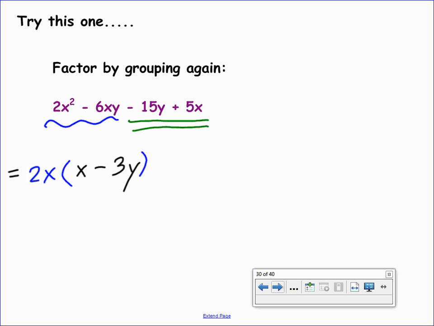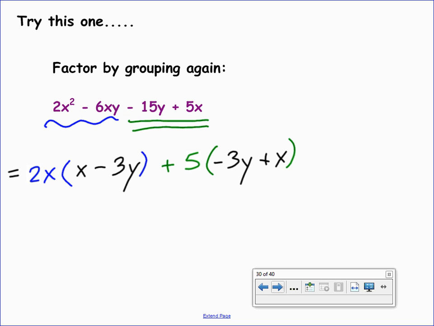Awesome. Now we'll go ahead and cover up the blue group and focus in on the green group. Is there a greatest common factor hiding in the green terms? Yes, there is. It looks like 5. Is that it? Just 5? So I'll factor out a 5. When I factor out a 5, what remains? Well, 5 times a negative 3 equals negative 15y. And then plus 5 times x equals that second term, 5x.